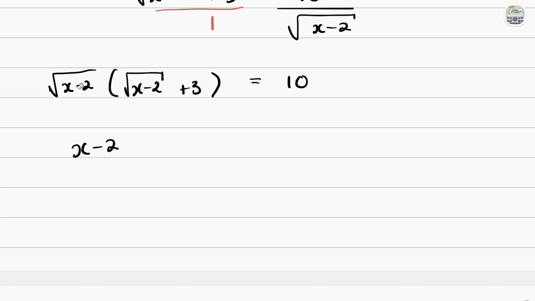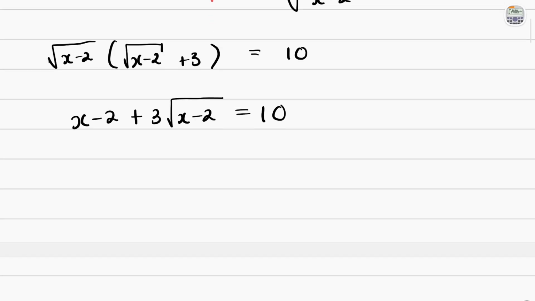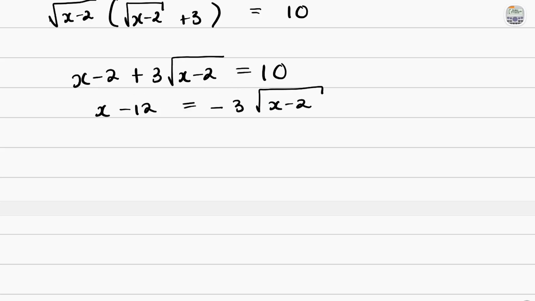And then square root of x minus 2 multiplies to 3 and becomes positive 3 root x minus 2 is equal to 10. Okay, now we still have a surd. So we can just ensure that the surd is left on one side and take everything else over to the other side. I like to avoid the x being negative because it's just easier to distribute when it's not negative. So I'll leave it here. We have x minus 2 and let's transpose the 10. So it becomes minus 10. And so that is minus 12 is equal to, and let's take this surd over. So it becomes negative 3 square root x minus 2.